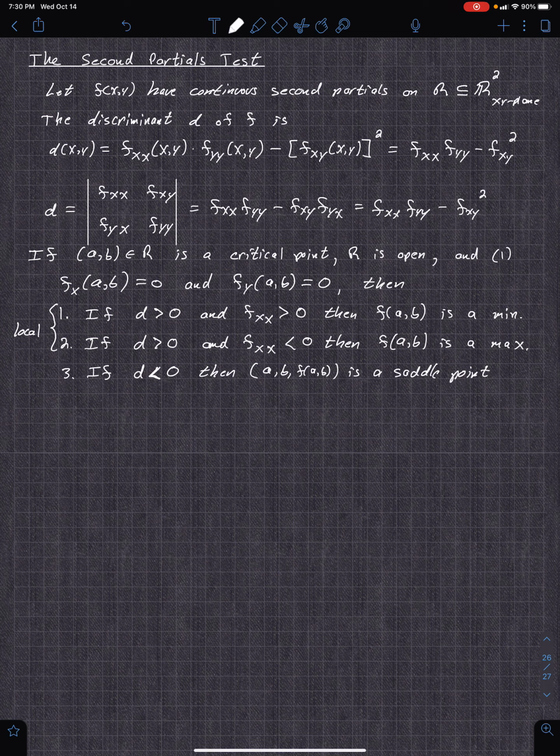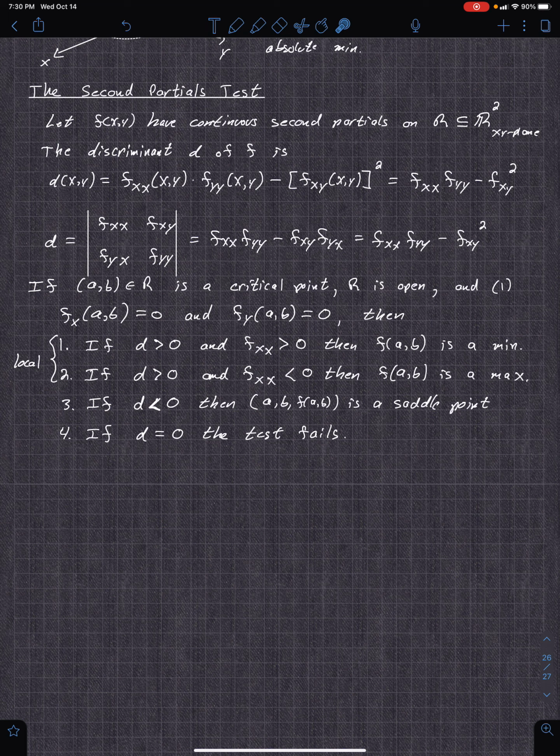All right. Then the last one is if it fails, basically the one you don't want. If the discriminant is equal to 0, the test fails. You have to use something else. We just say the test fails, and you need to basically analyze it. Now these are all for nice functions, so f has continuous second partials. This isn't the cusp situation like I showed above. Those you have to analyze individually, on their own, and see what's going on.